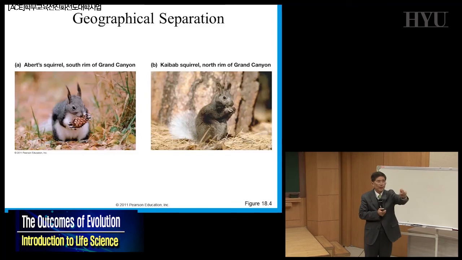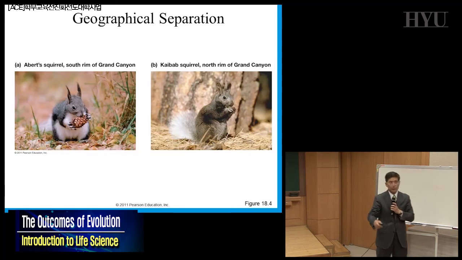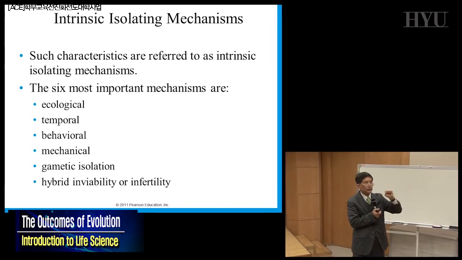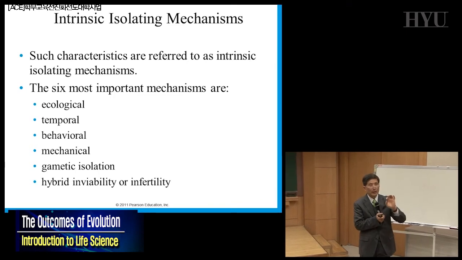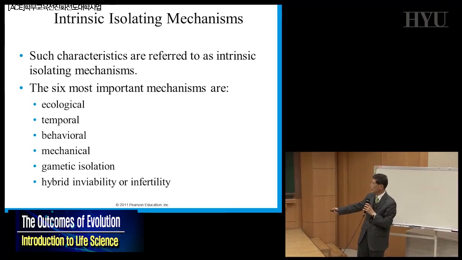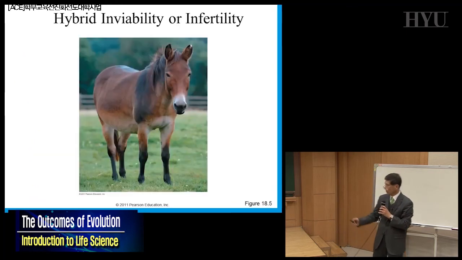You cannot jump from here to there, okay? So the two different species live in two different places, probably coming from one species, okay? So that's extrinsic. Extrinsic means environment from outside, okay? But also there are some intrinsic factors, which are not that obvious in some cases: ecological, temporal, behavior, mechanical, gametic isolation, hybrid inviability or infertility. So the last one is hybrid inviability or infertility.